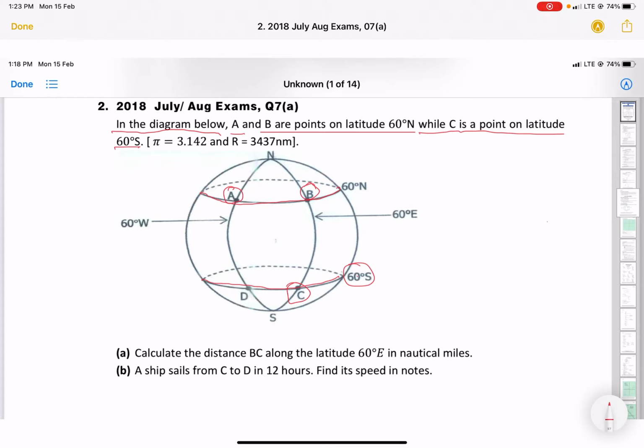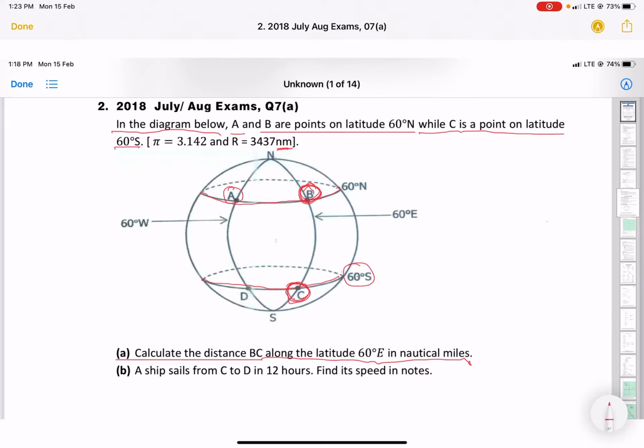Take pi as 3.142 and the radius of the Earth as 3,437 nautical miles. We are told to calculate the distance BC, this distance, from here to there. The distance BC along the longitude 60 degrees east in nautical miles. So we are finding the distance BC.